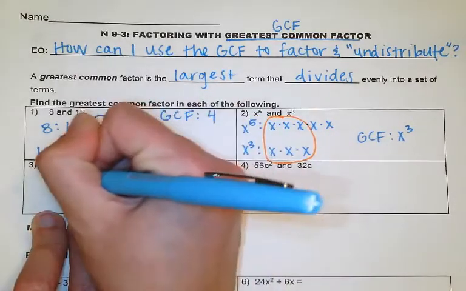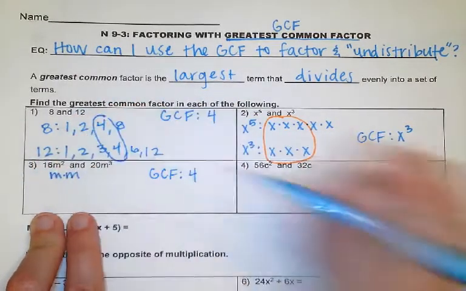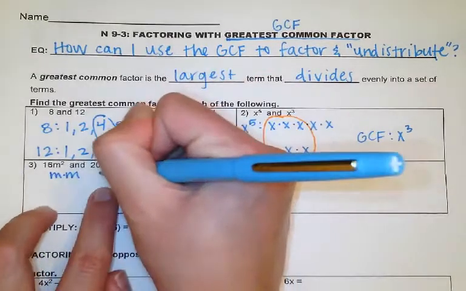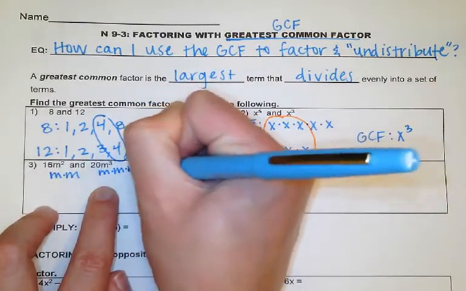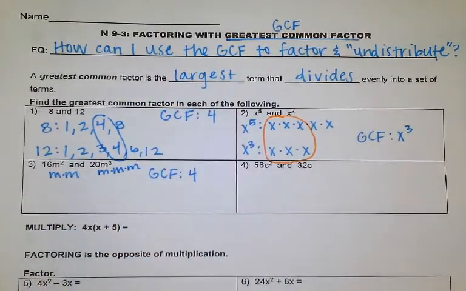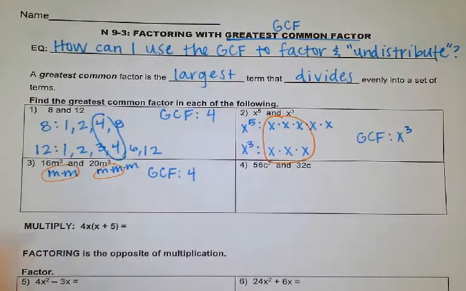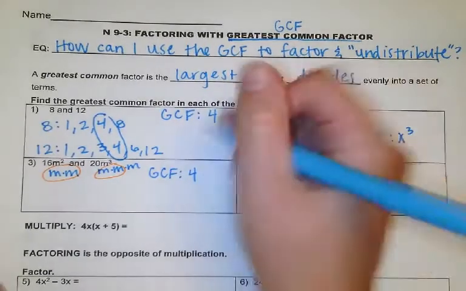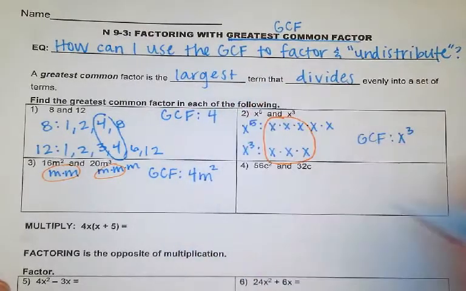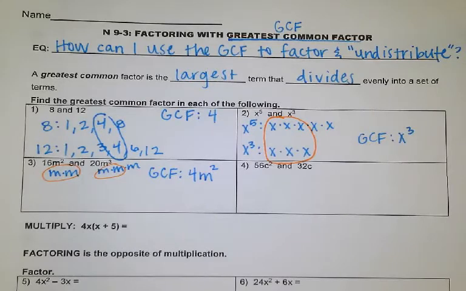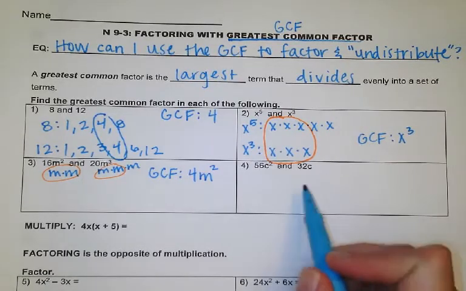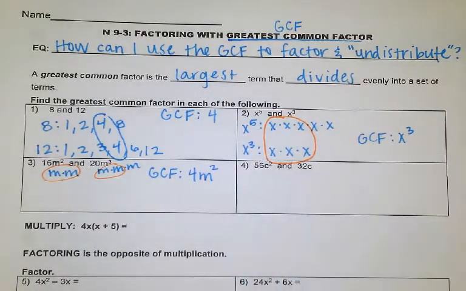So this one has m squared. I'm going to expand it just to remind you. That's m times m. M cubed, m times m times m. And if I look at how many they share, well, they each have 2 m's, the smaller of the exponents again. So their GCF is 4m squared. Okay, let's try 56 and 32.